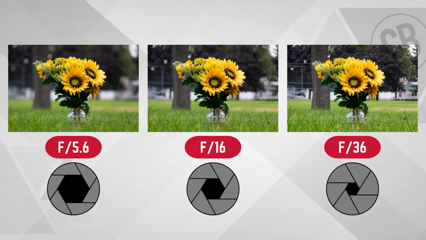A small f-stop number, like f4, is going to have a very shallow depth of field. A large f-stop number, like f16, is going to have a large depth of field, where a lot of the image is in focus. Let's look at an example of how changing just the aperture can affect the depth of field of a scene.